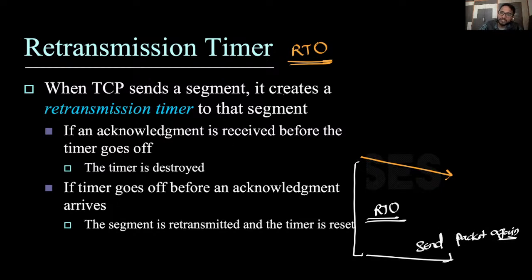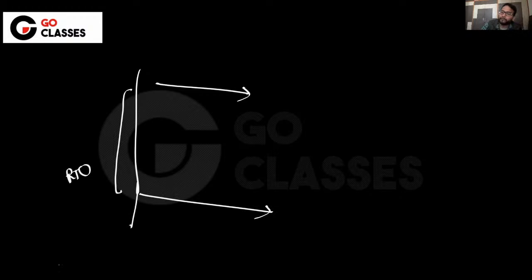When TCP sends a segment, it creates a retransmission timeout for that segment. If an acknowledgement is received before that, then it is good, and the timer is destroyed. If the timer goes off before the acknowledgement arrives, then we will retransmit it and reset the timer. Which means if I do not get the ACK within the timer, I will retransmit it. That's called RTO. Very easy. Let me know if there is any problem in understanding.